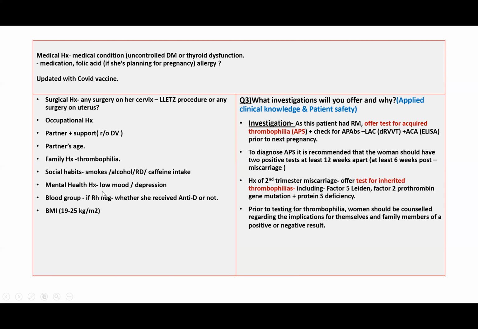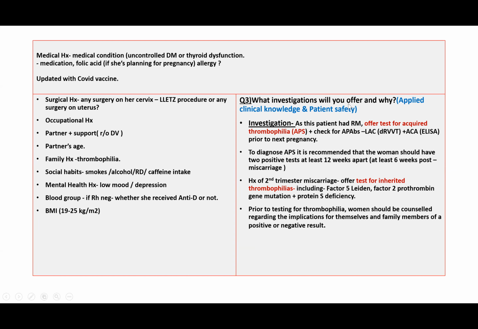Mental health history, whether she's having low mood or depression. What about the blood group? If rhesus negative, whether she received anti-D or not. What about her BMI? Because if the BMI is in the normal range, less risk of miscarriage.